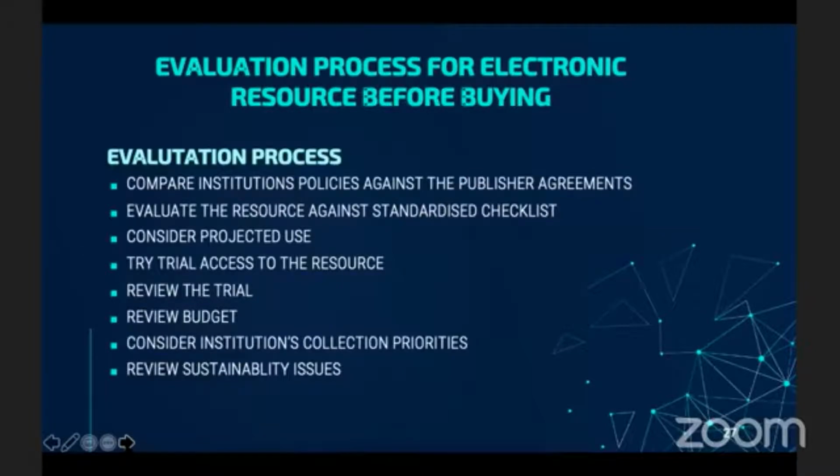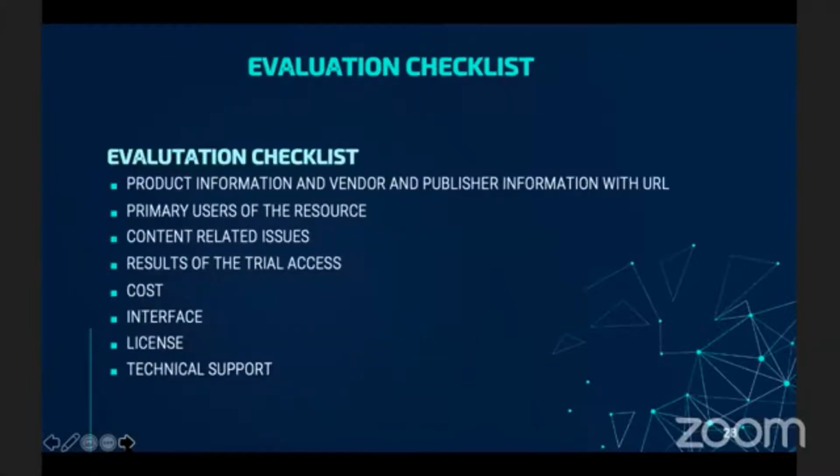Now, a sound evaluation process can be made using the criteria I have provided in this slide, and it provides close to 8 different evaluation guidelines for you. You can use them to compare institutions' policies, evaluate the resources, consider projected use, and all those things I have provided. These are more academic, but they will help you in the evaluation process. Now, there is an evaluation checklist which is used globally, which has 8 different sections, namely product information, primary users, content, cost, results, interface, and so on.